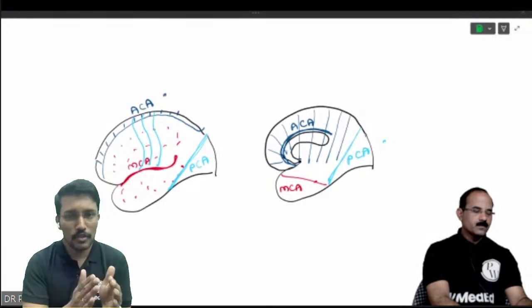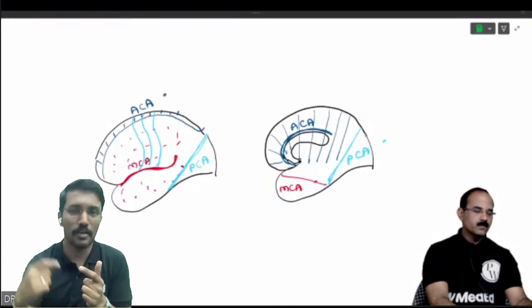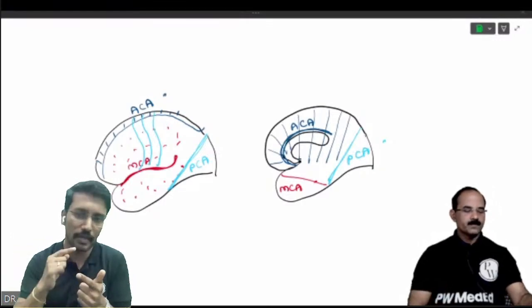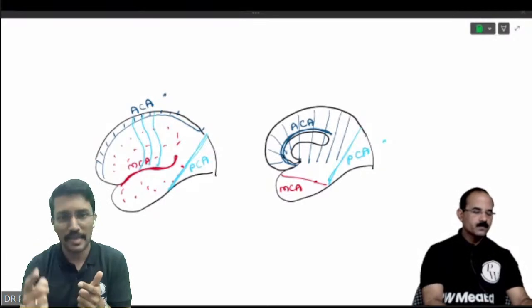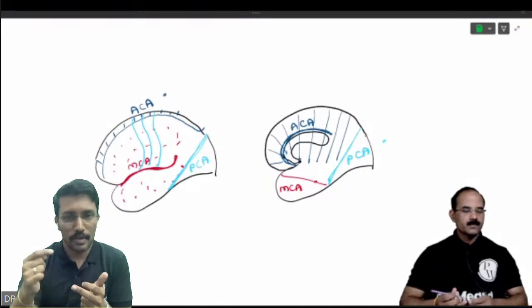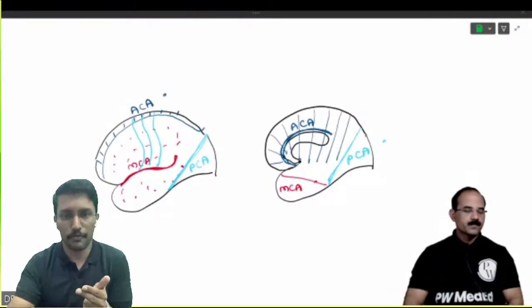If there is damage to the angular gyrus, then first, the patient will have difficulty in learning. We can call it dyslexia, or absolute difficulty, we can call it alexia. Second, if there is damage to the angular gyrus, the patient can have difficulty in writing, right? We can call it agraphia.